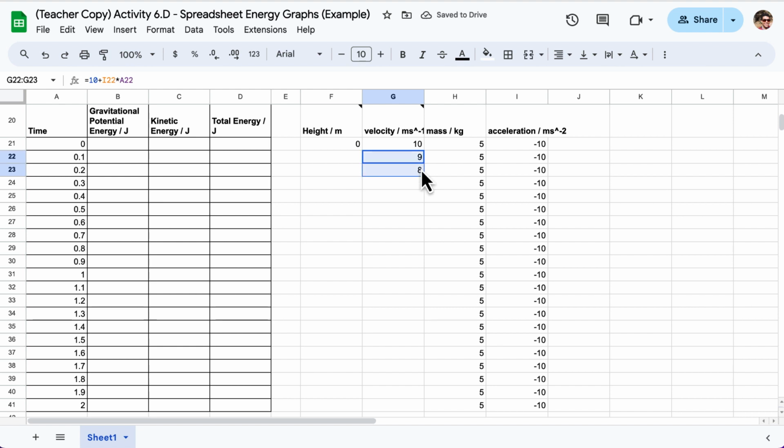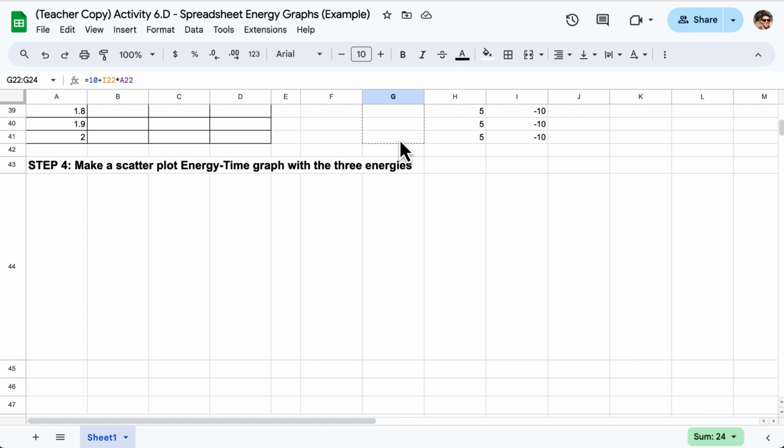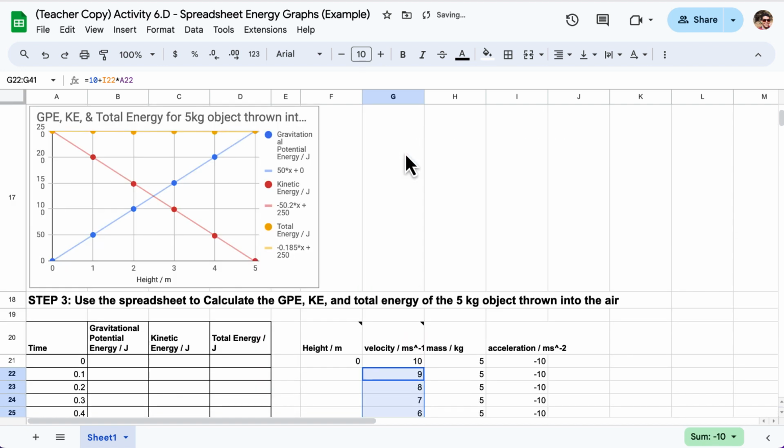At this point, you can highlight these two cells. Don't highlight this top one because it had a different formula in it. And you can go ahead and fill down, or you can keep doing it yourself. So you can say equals 10 plus, click on the acceleration, then times, and then click on time. I do it again and again until I've filled all the way down, or you can highlight and drag and fill down. Not too far though. Cool.